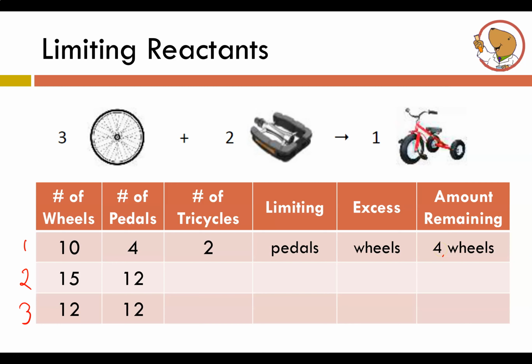Let's look at number 2. I've got 15 wheels and I've got 12 pedals. All right, let's see. 15 divided by 3, that means I can make 5 tricycles. I've got 12 pedals, and 12 divided by 2 is 6. I can make 6 tricycles. That must mean my wheels are limiting. So I'm going to be limited to making 5 tricycles. My wheels will run out first, therefore pedals are in excess. If I make 5 tricycles, 5 times 2 is 10, 12 minus 10, math I can handle, 2 pedals. Try out this last one on your own.